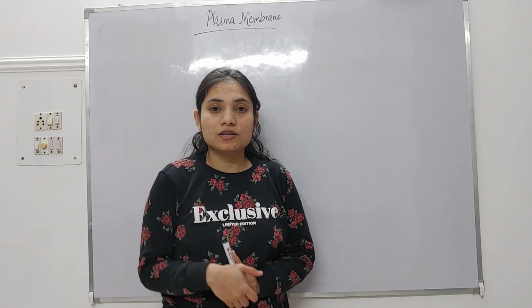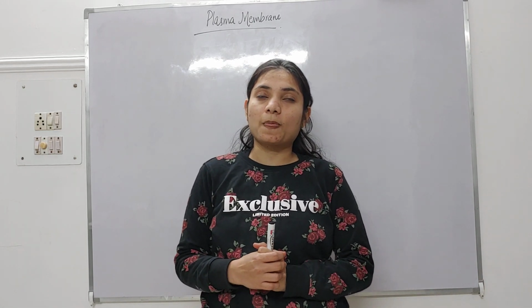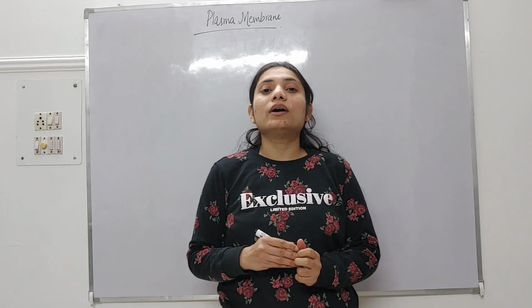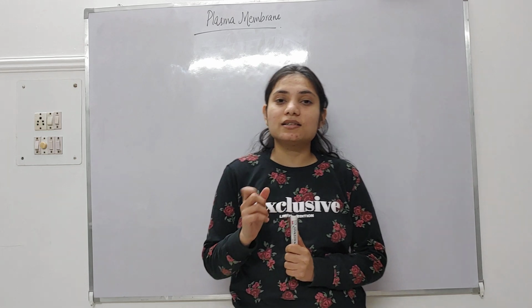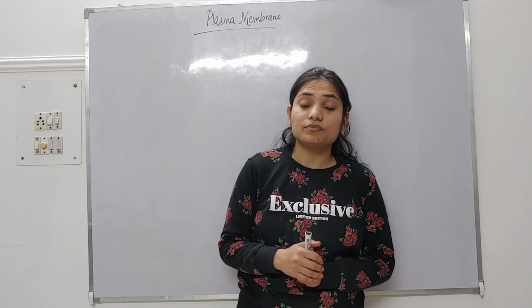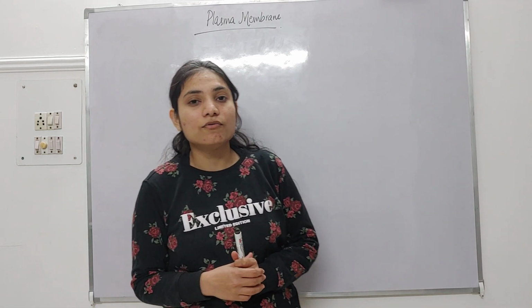As we all know, the cell was first seen by Robert Hooke in 1665, in cork cells. That is a dead cell, and he saw only the cell wall. The living cell was seen by Anton van Leeuwenhoek.